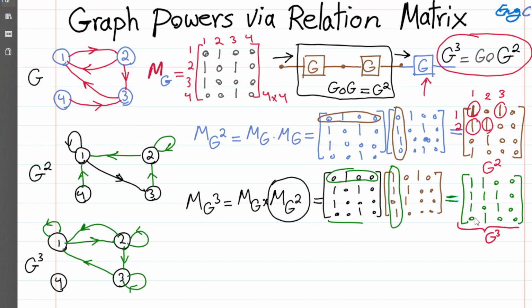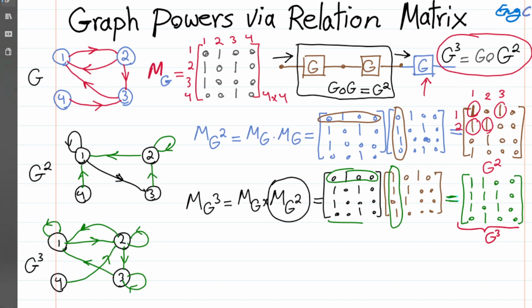And finally, on the fourth row, 4 to 1, nothing, 4 to 2. So we have 4 to 2, and then we have nothing. So that's the important lesson that we have here.